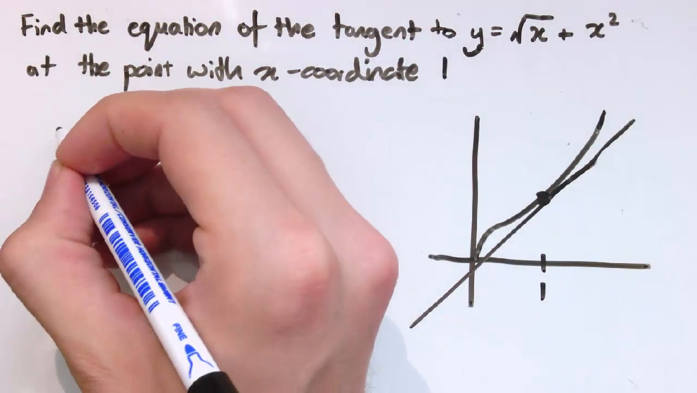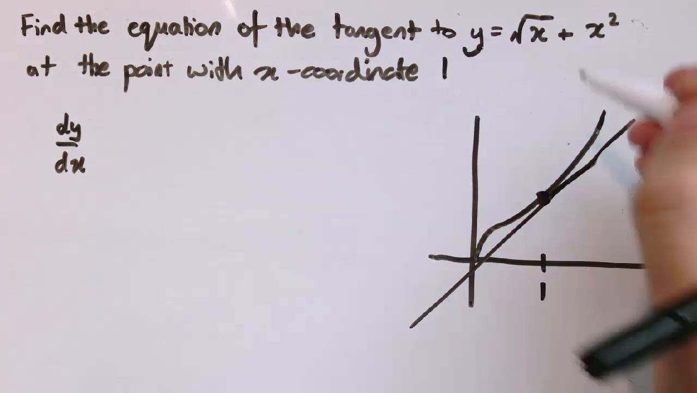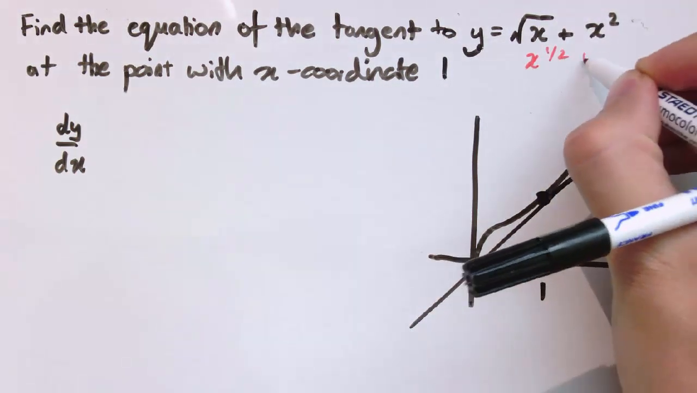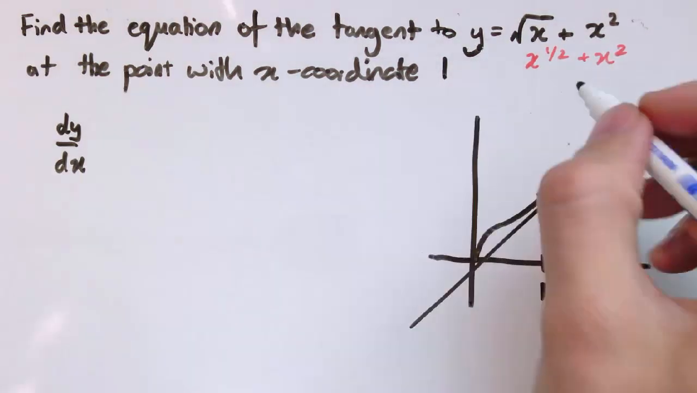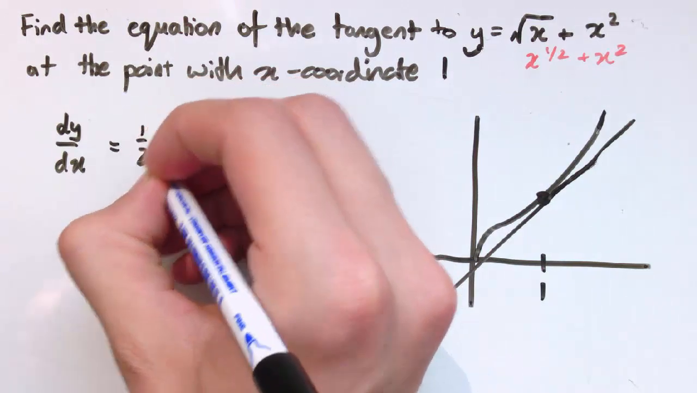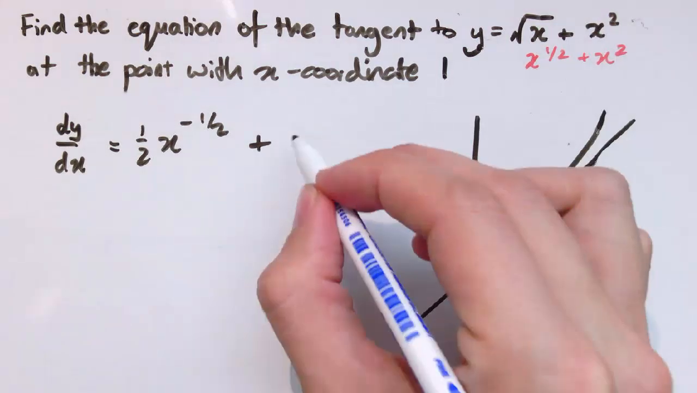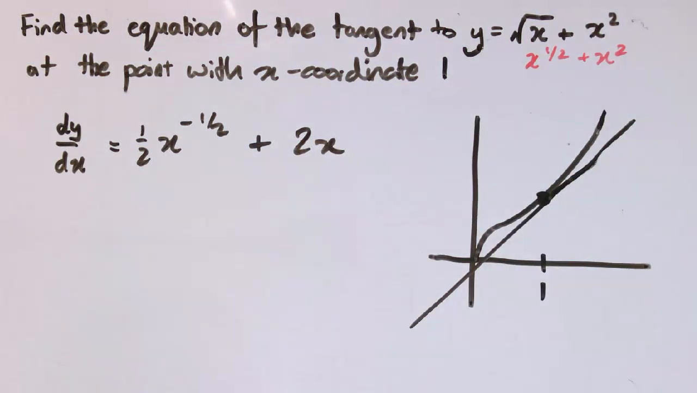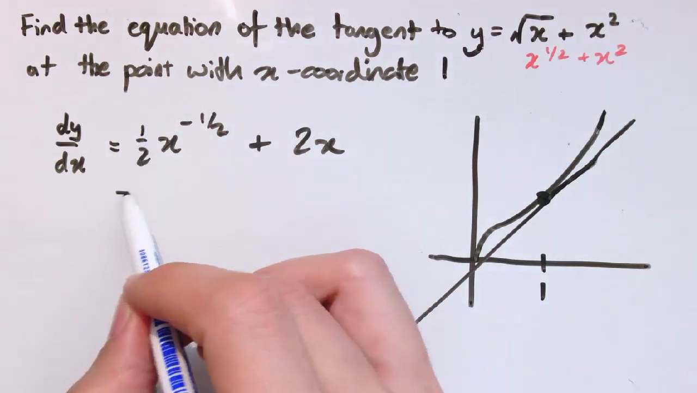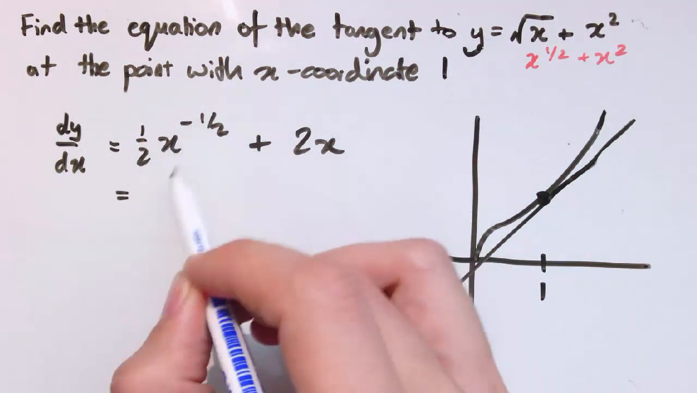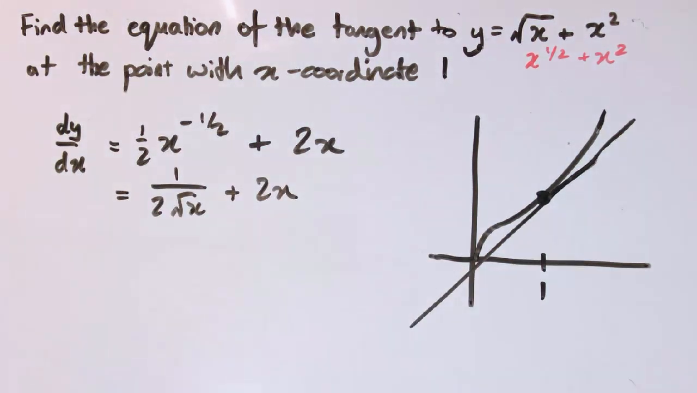I'm going to work out dy by dx, and now here, to work out dy by dx, we've got to just remember that this is x to the 1/2 plus x squared. So because of the indices, this is going to work out a little bit harder. So we're going to have 1/2 x to the minus 1/2, and then x squared differentiates to 2x. So it might be helpful to rewrite this, as x to the minus half is 1 over the square root of x, so this is 1 over 2 times the square root of x plus 2x.